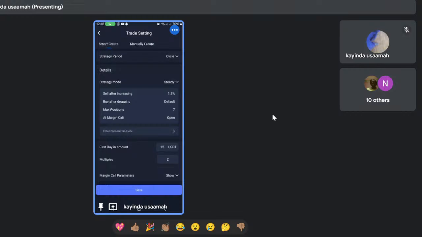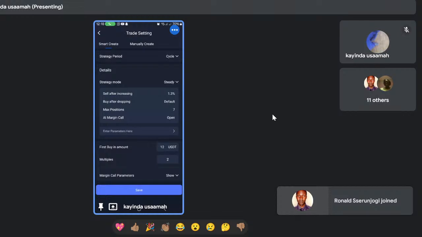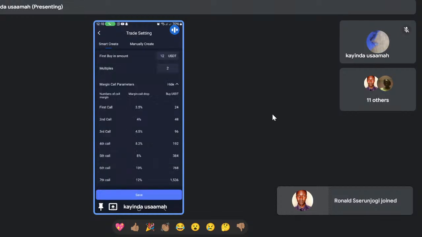This is what we call smart create. These settings are already there. But when you do calculations of these settings, you find out that they are using a lot of money. You look at the first call, the robot injects in $24. Second call, 48. Third call, 98.